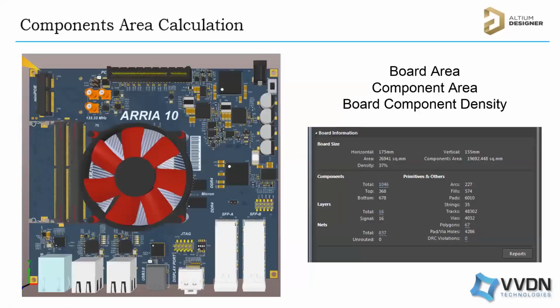Then components area calculation. Under components area calculation, we can create a report for board area, component area, and board component density. Here you can see, suppose we open the properties, under properties we can see board information. Under board information, board size and components. Under components, total components: on the top layer and bottom layer, how many components there are, so we can calculate and see. In the layer view we can also see the nets, how many nets are used, and we can generate the report.